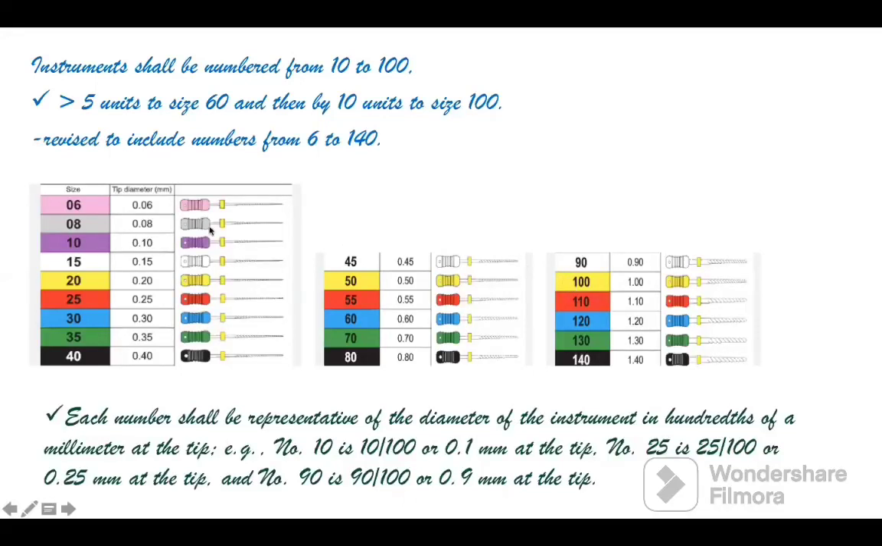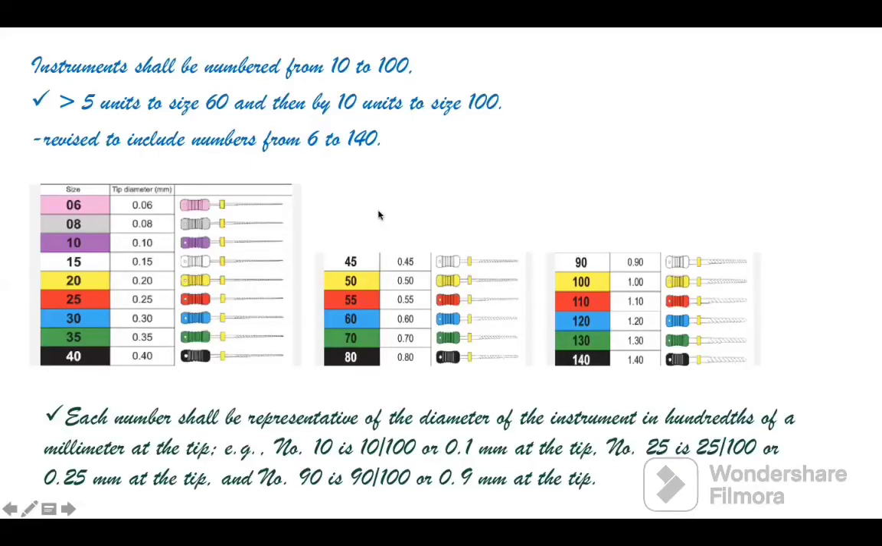The numbers 6, 8, and 10, and the numbers 100 to 140 have been added later on. The numbers 6, 8, and 10 are smaller in size, and they are very useful in the initial negotiation of the canal. Then each number shall be representative of the diameter of the instrument in hundredths of a millimeter at the tip. So you can see here that a number 15 file will have a diameter of 0.15 millimeter at its tip. Similarly, based on the number, we can know the dimension at the tip for any file.